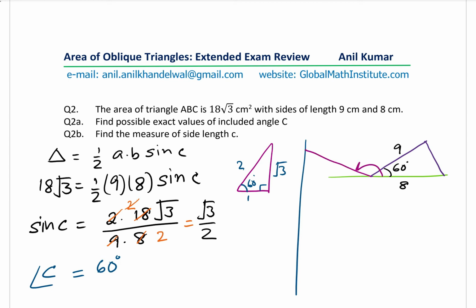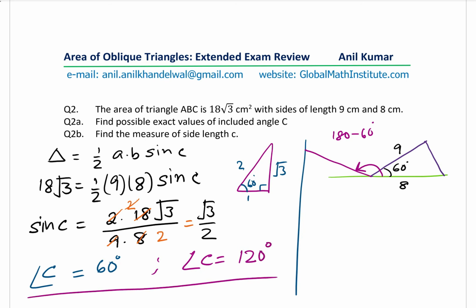And so this particular angle is going to be 180 degrees minus 60 degrees. Perfect. So we get the other angle C as 120 degrees. So we have two angles here and two possible triangles as shown here. Is that correct? Perfect. So we have 60 degrees and 120 degrees. And now in the next page, we'll find the measure of the length C.